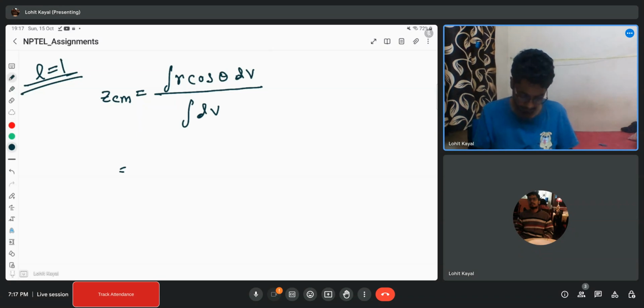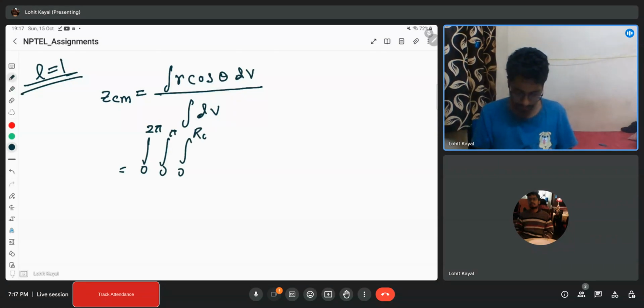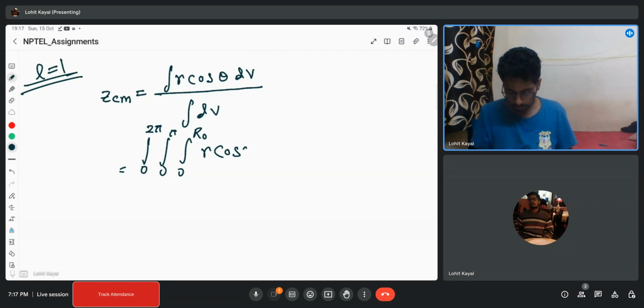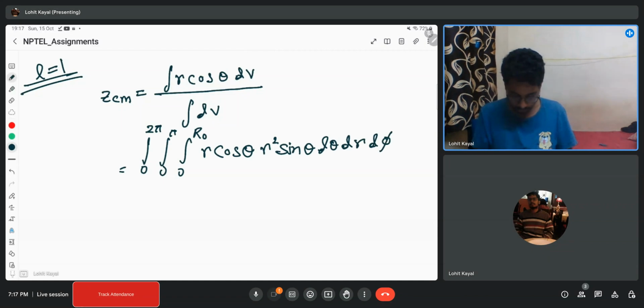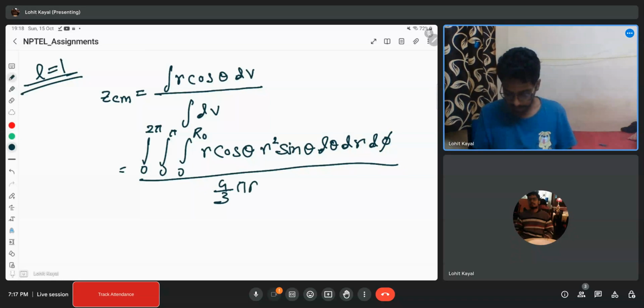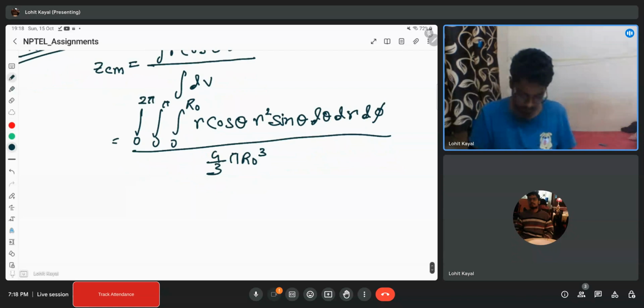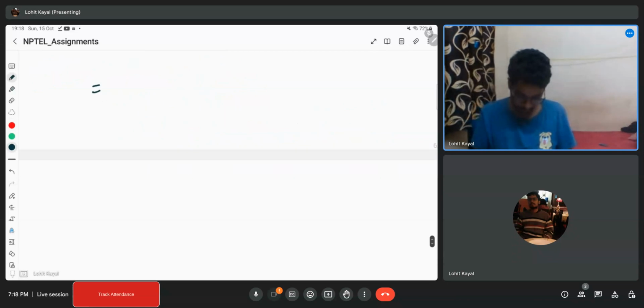We will get the integrals 0 to 2 pi, 0 to pi, 0 to r naught, of r cos theta, and what is dv? dv is r square sine theta d theta dr d phi. And we already know the integration of the volume, that is 4 by 3 pi r naught cube. Let us do the calculation first.